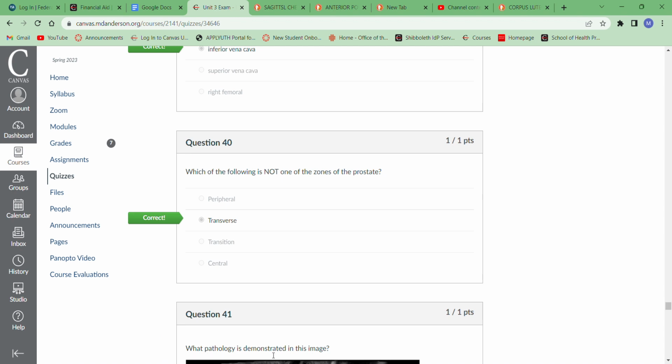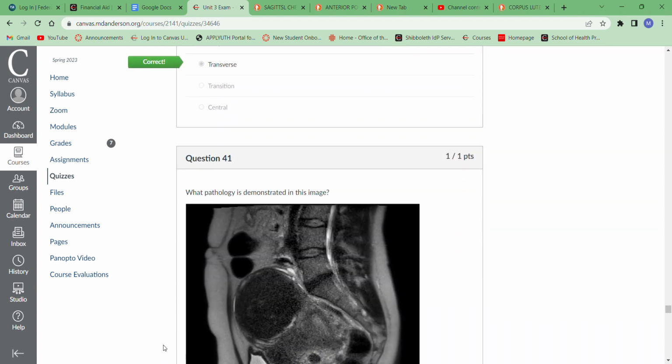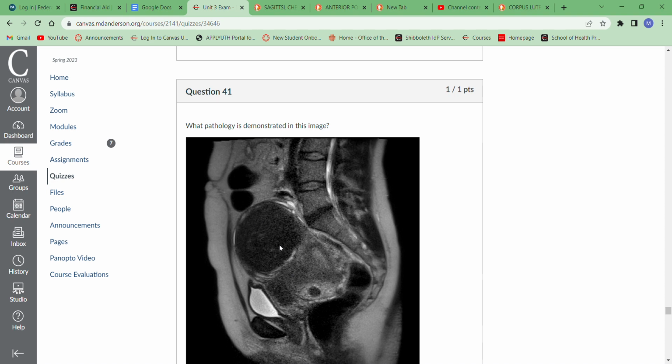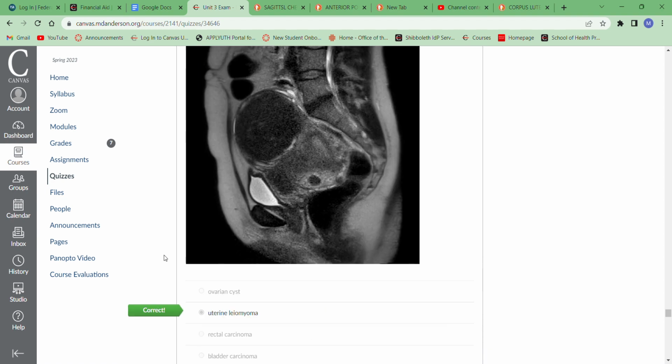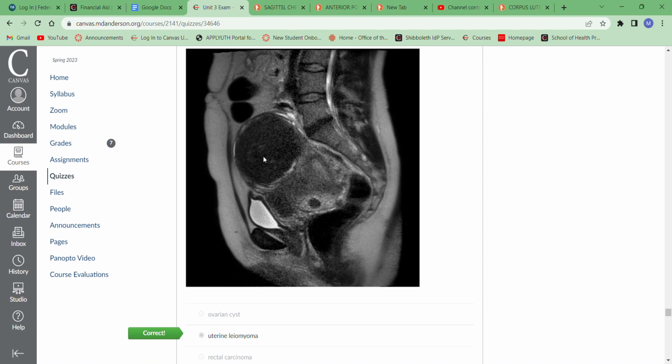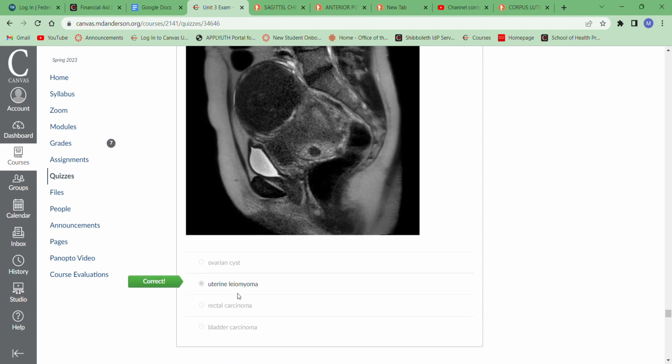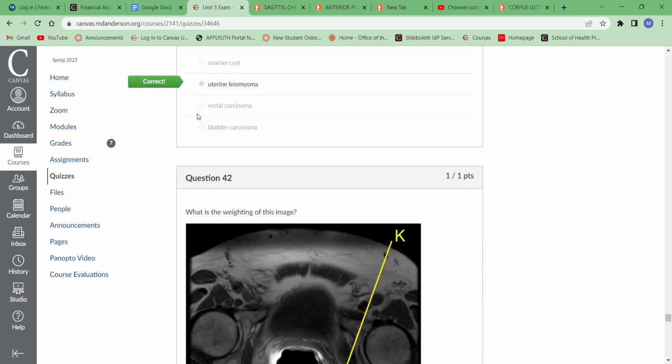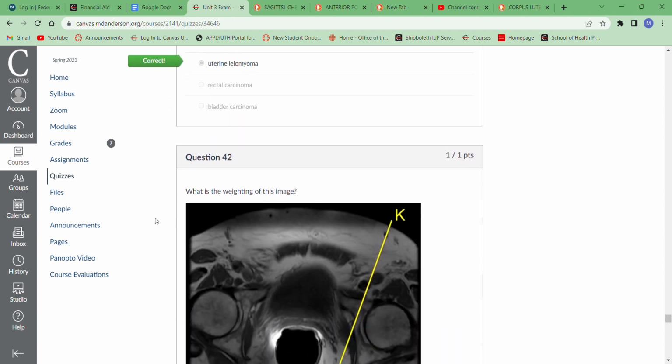What pathology is demonstrated in this image? Something going on right here. Uterine leiomyoma. Well, the uterus is supposed to be here, and this looks like, I'm not really sure what that is, so that's how we know it is something wrong with the uterus. The bladder looks normal because it's kind of just round, clear borders, clear outline. So that one was easy to do just by process of elimination.